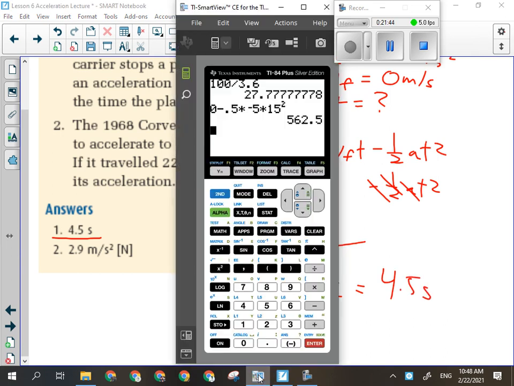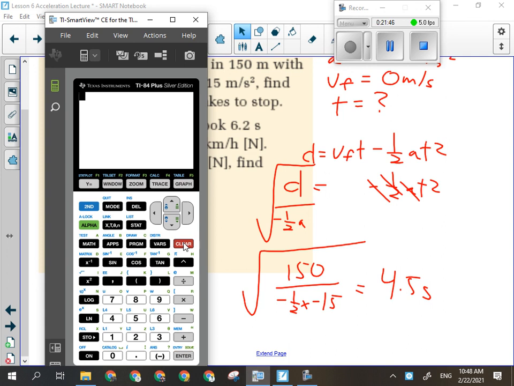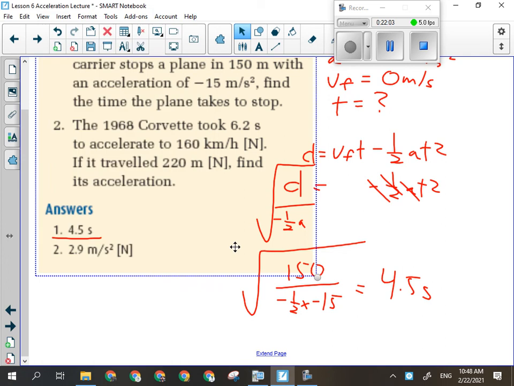And I'll just show you what that looks like on the calculator. Okay, so square root of, in brackets, 150 divided by, in brackets, negative 0.5 times negative 15. So we get 4.5 seconds positive. Okay, everybody all right with that one?